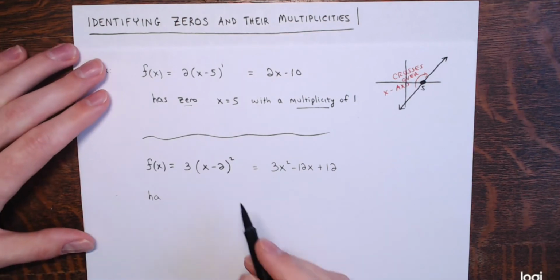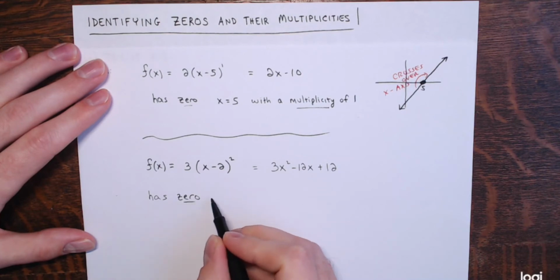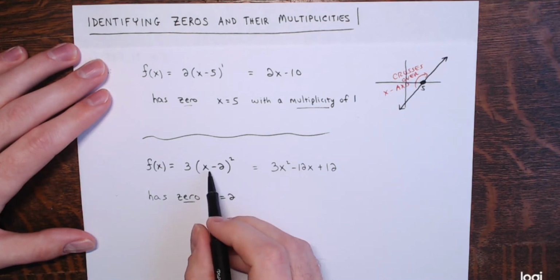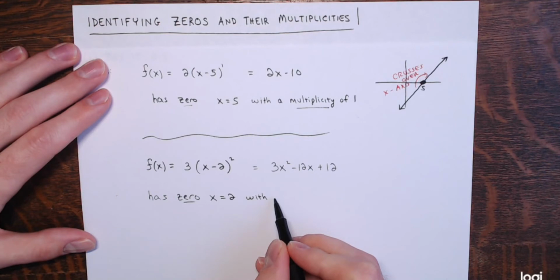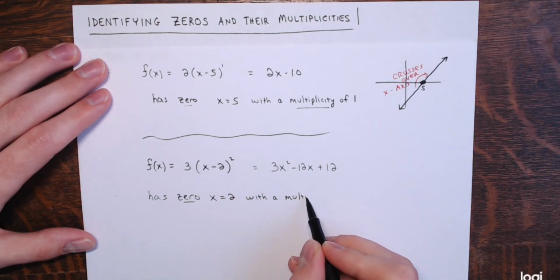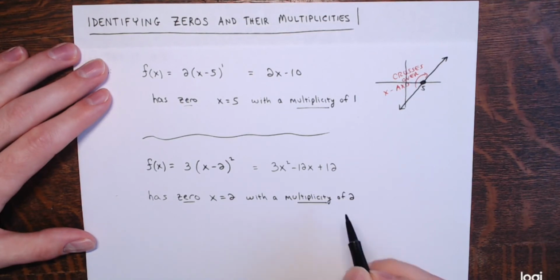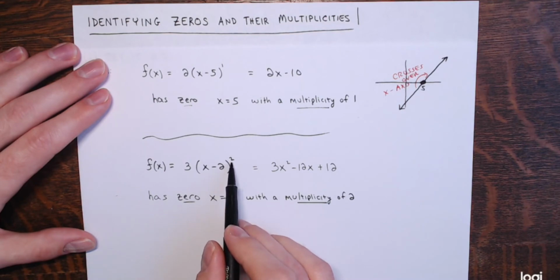But this has a zero of x equals 2, right? If you were to plug in 2, clearly the output would be 0. And this zero of x equals 2 has a multiplicity of 2, because the factor x minus 2 has a power of 2 on it, right? The factor x minus 2 shows up twice.